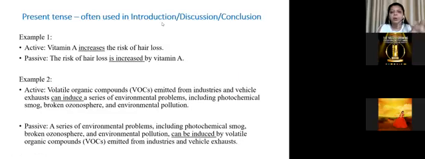Now, along with active voice and passive voice, I'm also going to talk about the kind of things that you should use when you're writing each of these parts.